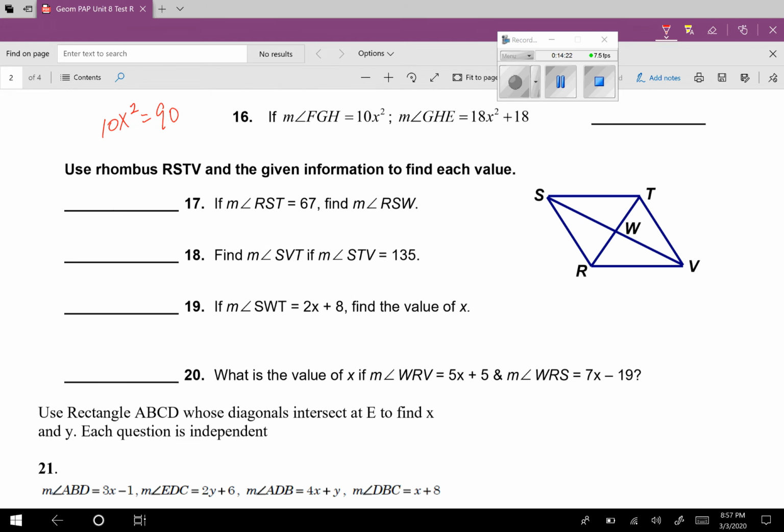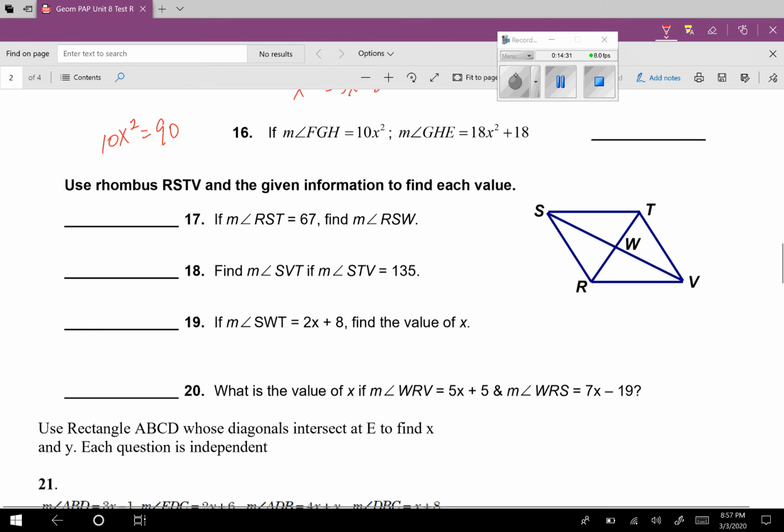Okay, use rhombus RSTV and the given information below to find each value. Okay, the measure of angle RST, so this is the whole thing, is 67. Find the measure of RSW. So they only want this piece. Okay, it is a rhombus. So you have to remember our angles are getting cut in half. So we have to do 67 divided by 2. And so we get 33.5.